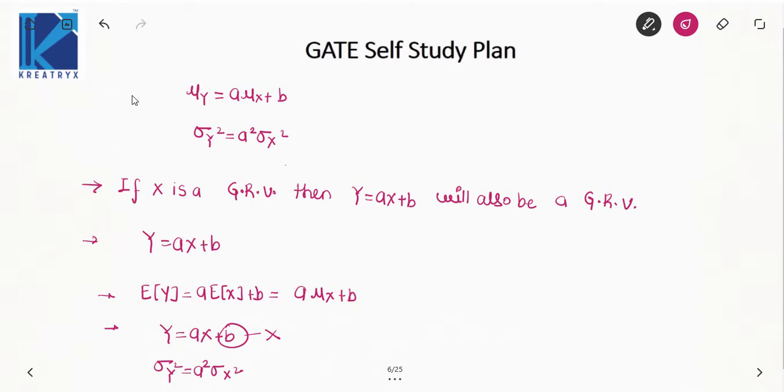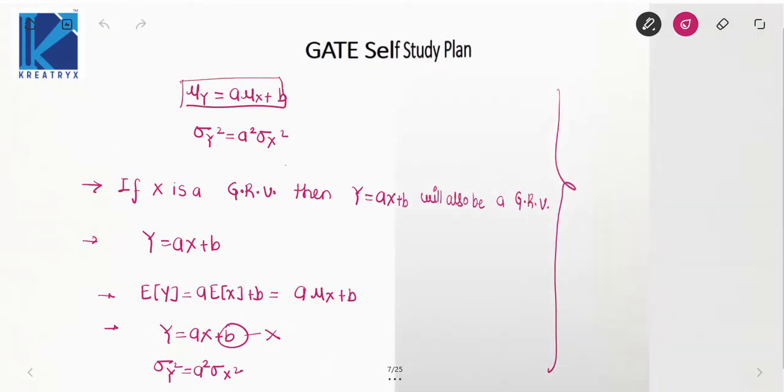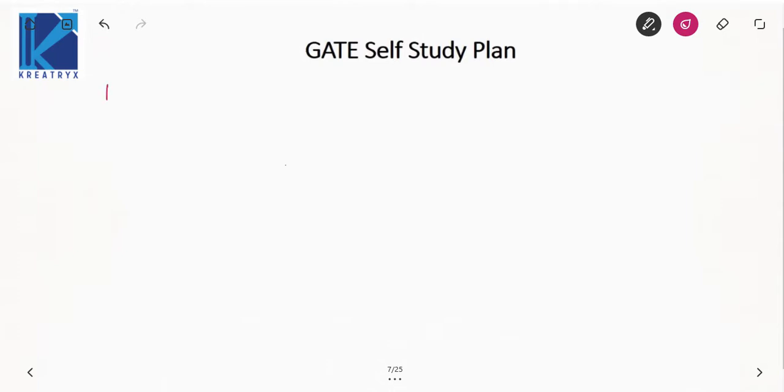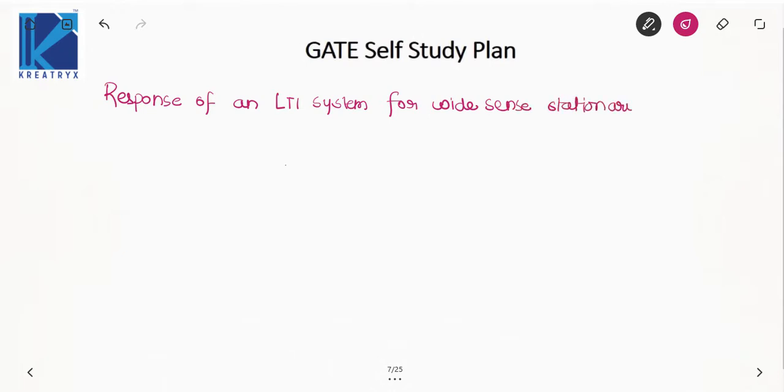So these are very important points. All these points we must remember. Now let us move on to the second topic, which is response of an LTI system for wide sense stationary random process. So first of all, let us understand what is a wide sense stationary random process.